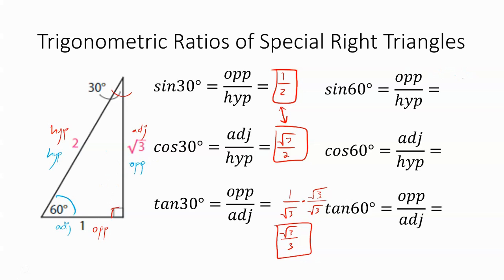So opposite was again square root of 3. Hypotenuse 2. Okay, that's interesting. And cosine of 60, adjacent over hypotenuse. The adjacent was 1. The hypotenuse was 2. Okay. And then tangent of 60 was opposite over the adjacent, which is really just square root of 3.